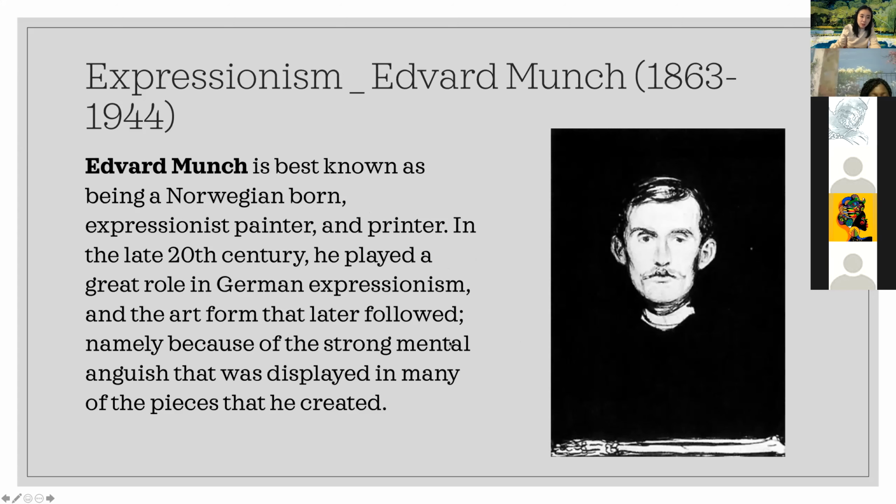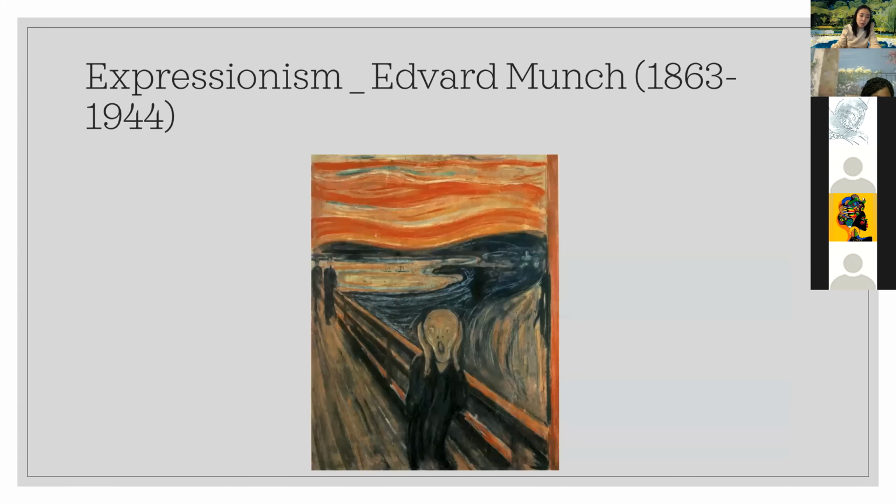The first artist is Edvard Munch. Edvard Munch is best known as a Norwegian-born expressionist painter and printmaker. In the late 19th century, he played a great role in German expressionism and the art forms that later followed, namely because of the strong mental anguish that was displayed in many of the pieces that he created. So Munch recalled the mental issues through this work of art.